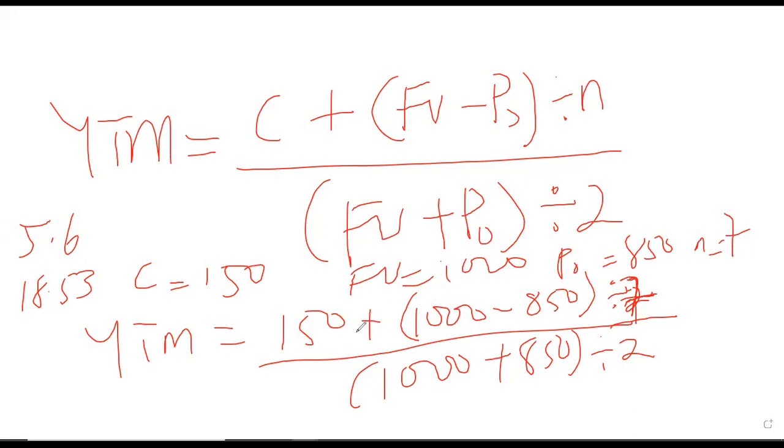Then you close the bracket, divided by 7. Have you done that? Koti, have you done that? Yes, please. Then come down. Press the down button and come to the denominator, which is in brackets, 1,000 plus 850. Close the bracket. Now divide by 2.